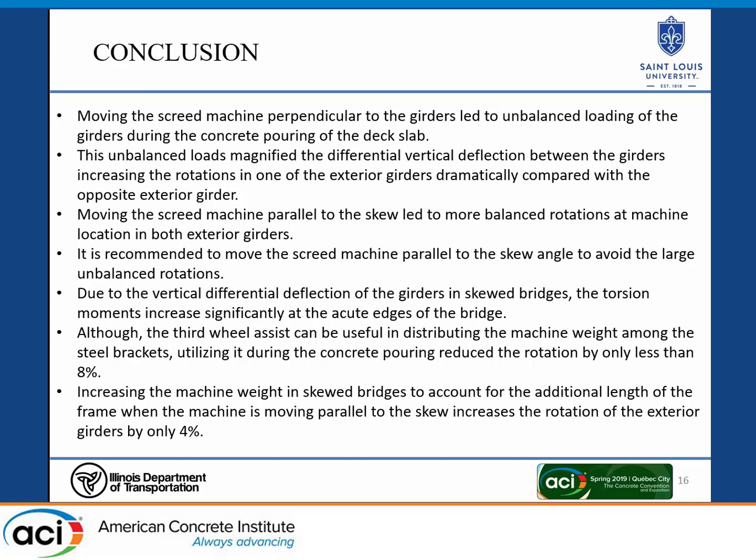And so we found that if you move the SCREED machine parallel to the skew, it creates a more balanced rotation in the exterior girders, and we recommend using a parallel orientation rather than perpendicular to avoid large unbalanced rotations occurring throughout the girders. We found also that the third wheel assist doesn't really affect the rotations too much, and that the increase in machine weight at 45 degrees doesn't increase it too much.